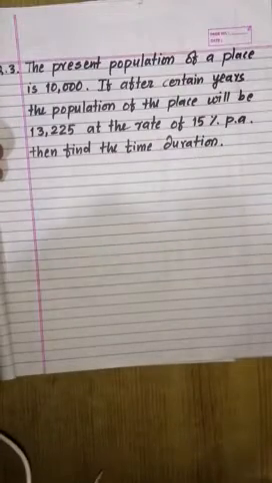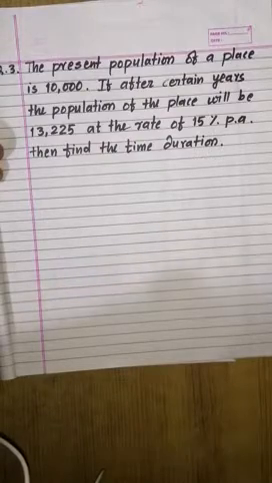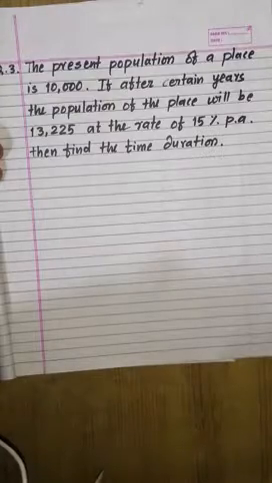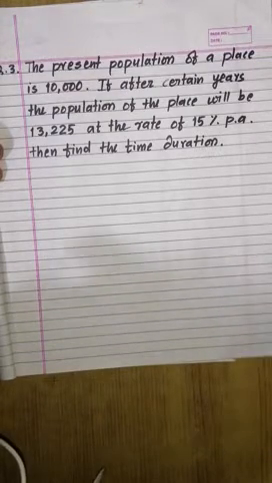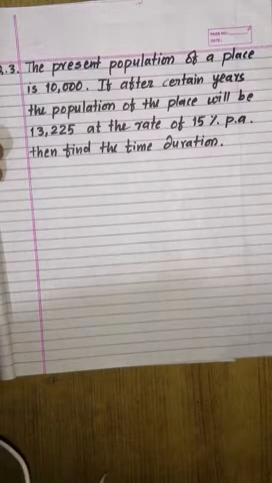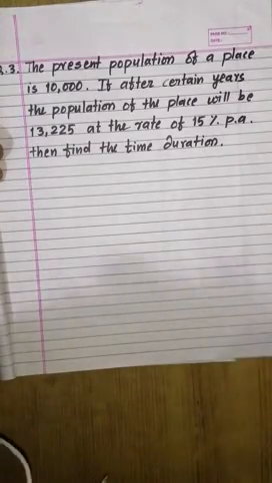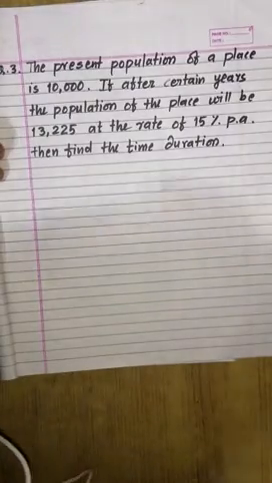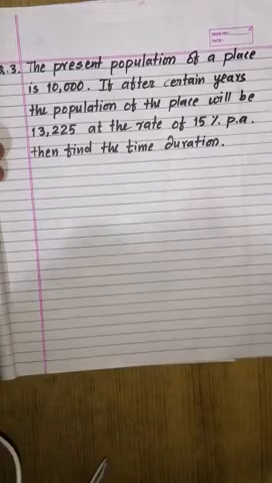Hello everyone. In our previous class, we discussed two examples. First, how to find the population of a certain place within a certain time and at a certain rate of population growth. And in the next example, we talked about how to find the population growth rate if the other things are given to us. Now, here we are going to talk about the next thing in example question number 3.